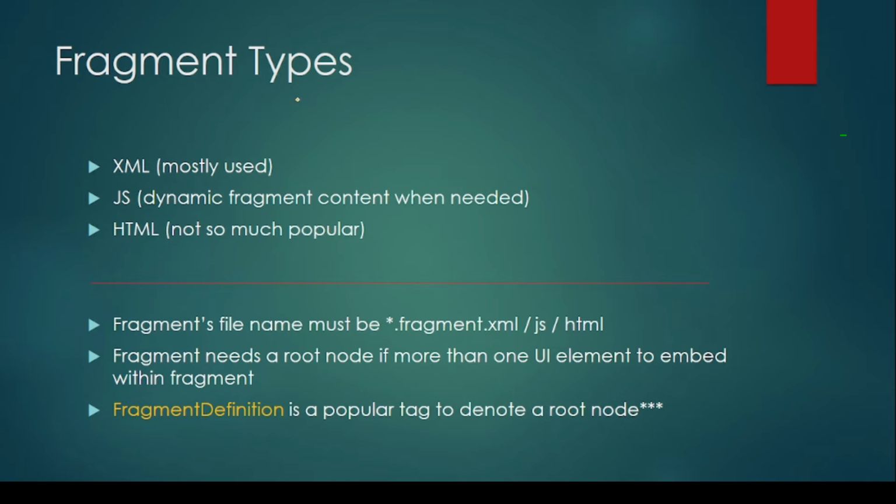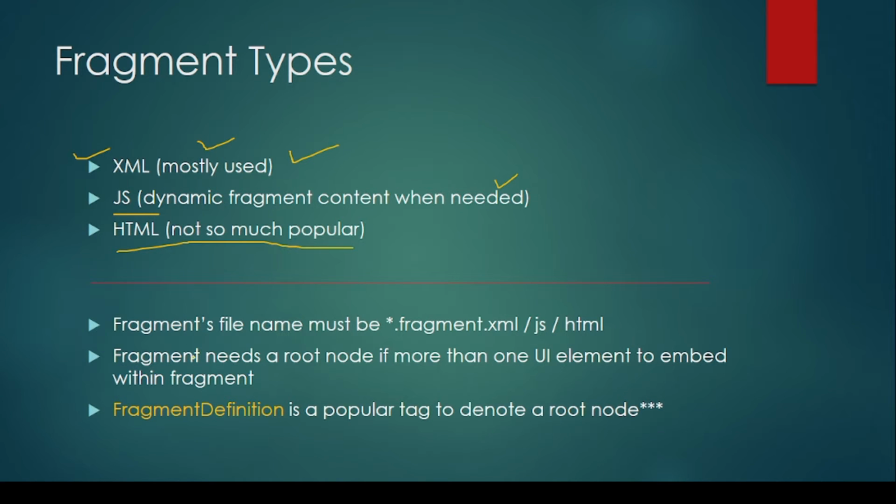Now the fragment types. Basically, there are three types: XML, JS, and HTML. Most popular is XML, and I'll be recommending that to you as well. SAP recommends using XML because it's statically defined. And JS, or JavaScript, is primarily for dynamic reasons, or for certain contexts where XML doesn't support it, and in that case JS is a solution, right? But by default I'll recommend XML. As I said, HTML is not very popular, so in our discussion we'll confine our overall focus to XML and a little bit to JS.